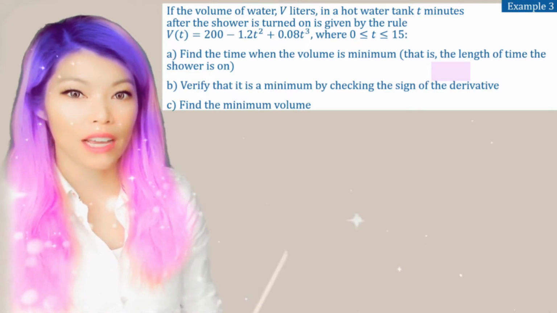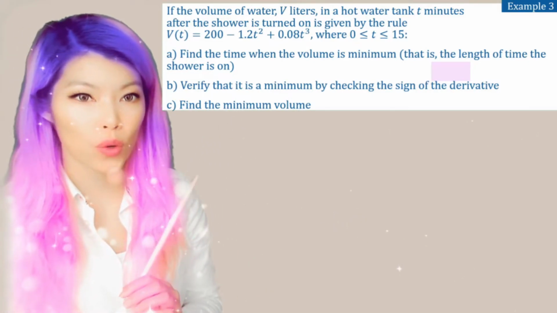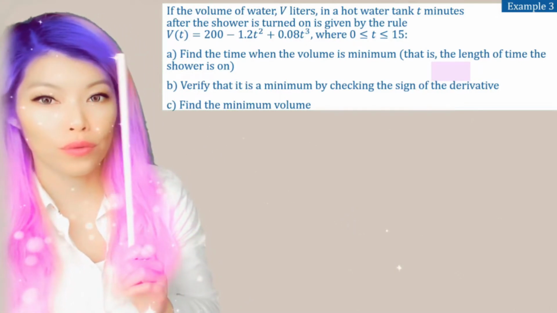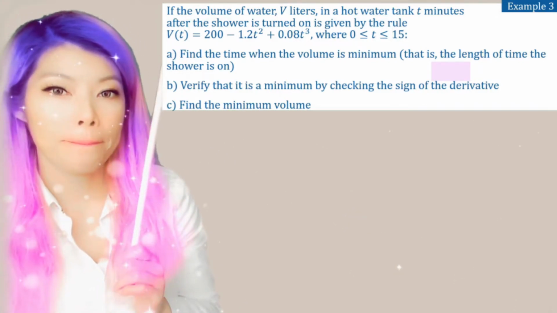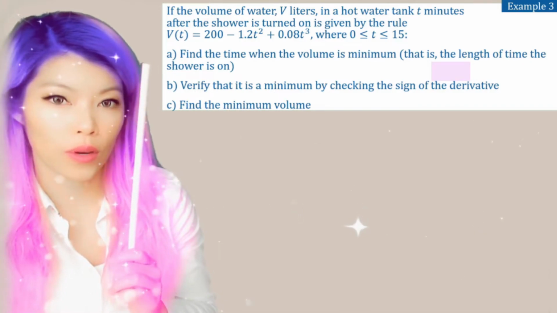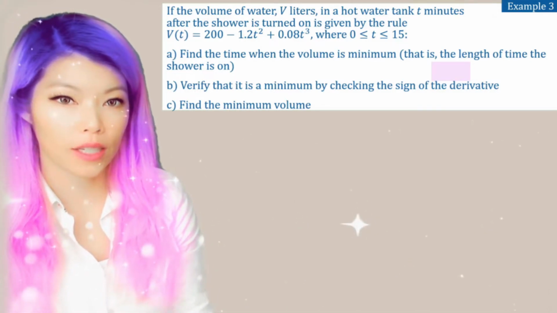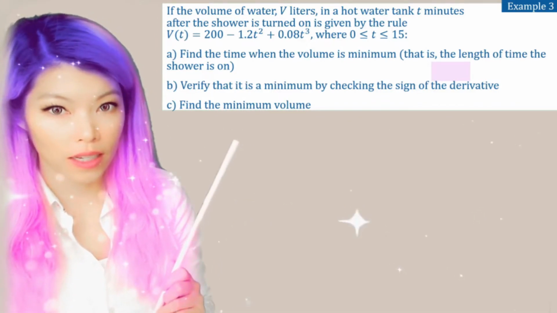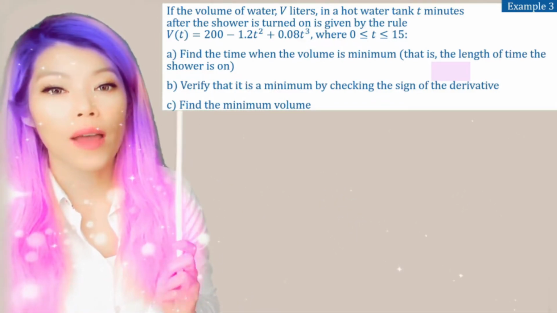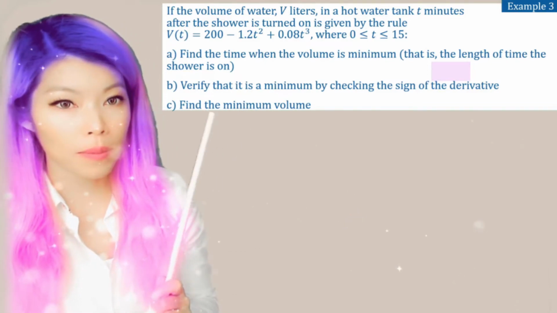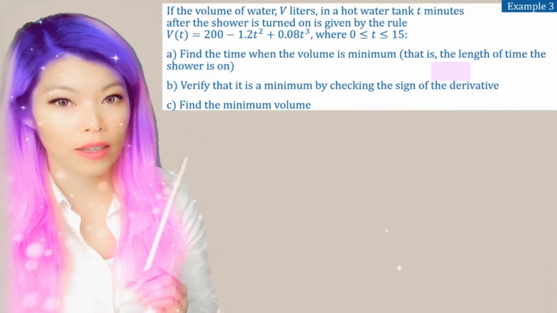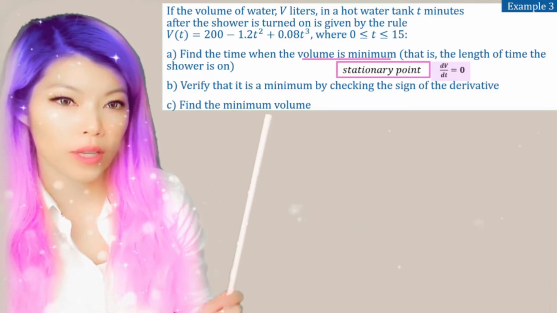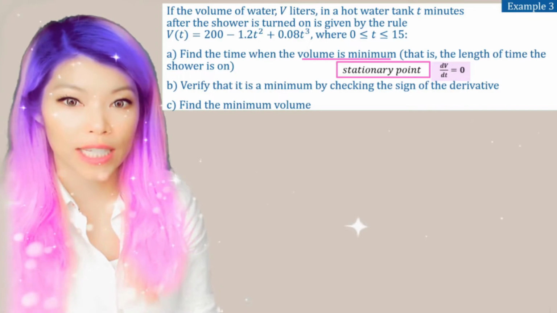Example 3. If the volume of water V liters in a hot water tank t minutes after the shower is turned on is given by the rule V(t) equals 200 minus 1.2t squared plus 0.08t cubed, where t is between 0 and 15. Part A, find the time when the volume is at its minimum, that is the length of time the shower is on for. So when we say minimum, we say dV/dt equals 0.